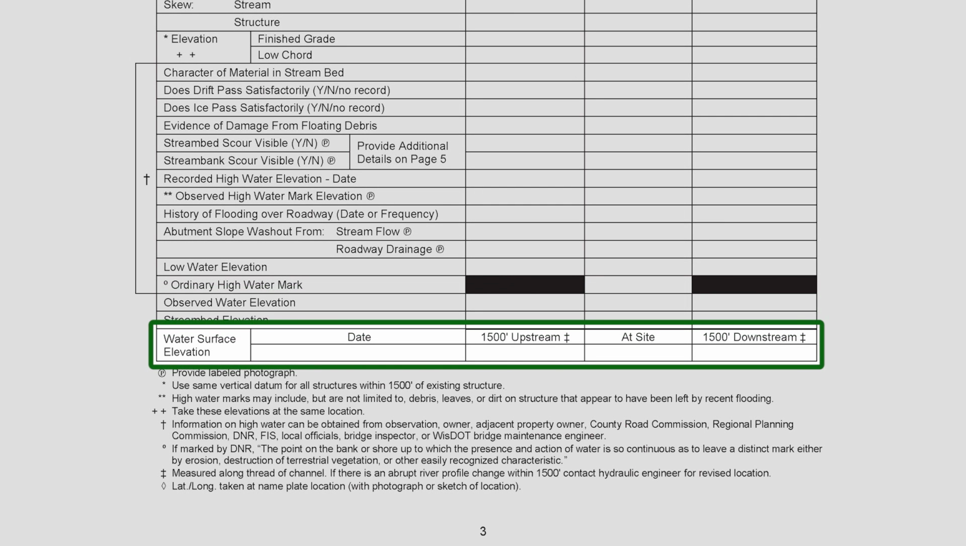An upstream or downstream water surface elevation should be taken about 1,500 feet in both directions of the subject structure. The water surface elevation collected at the upstream or downstream structures can be used for this entry when located 1,500 feet or further from the subject structure. The presence of an abrupt change in stream profile, such as a waterfall or weir, warrants adjusting the location of surveyed water surface elevations. If the elevation is taken at a location other than 1,500 feet from the structure, provide the distance to this point along the channel thread.